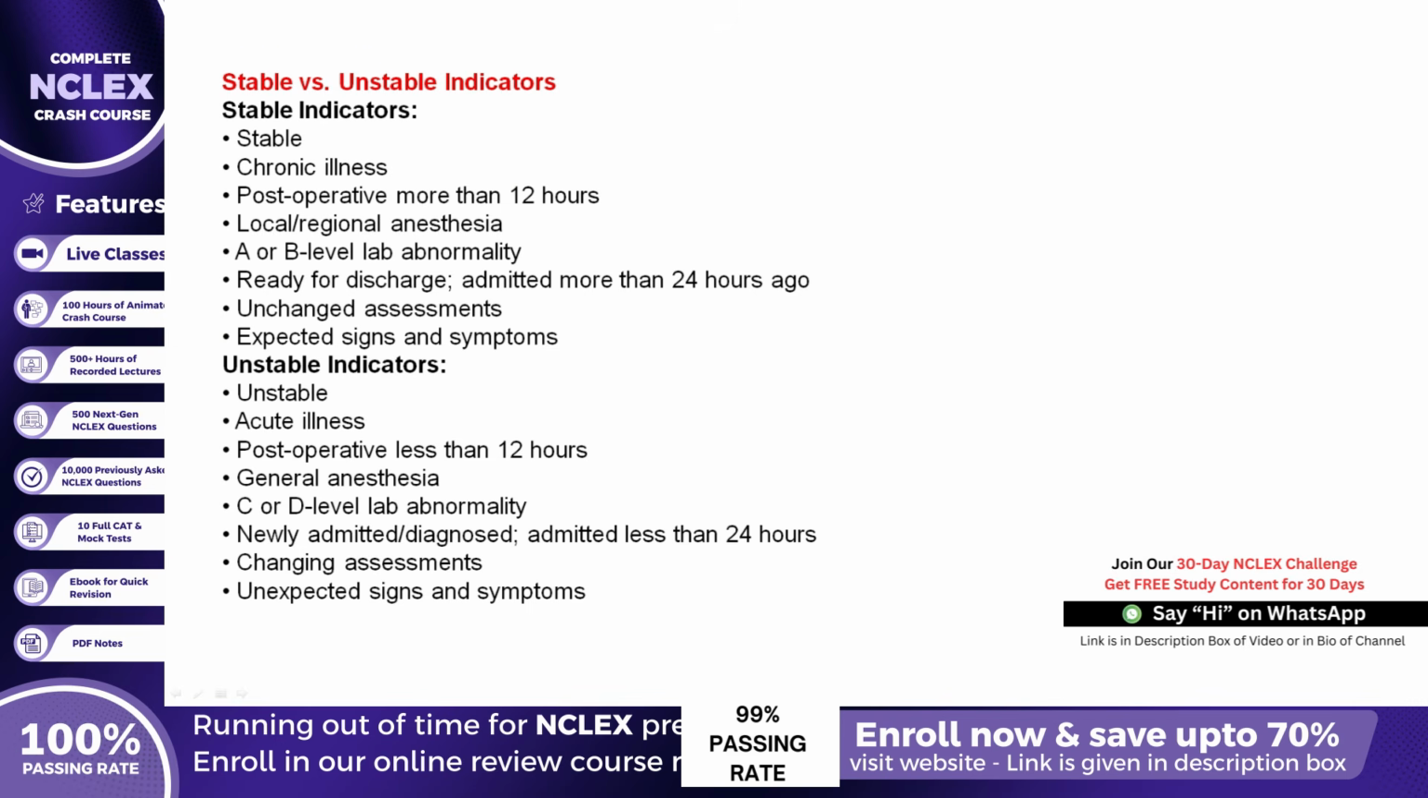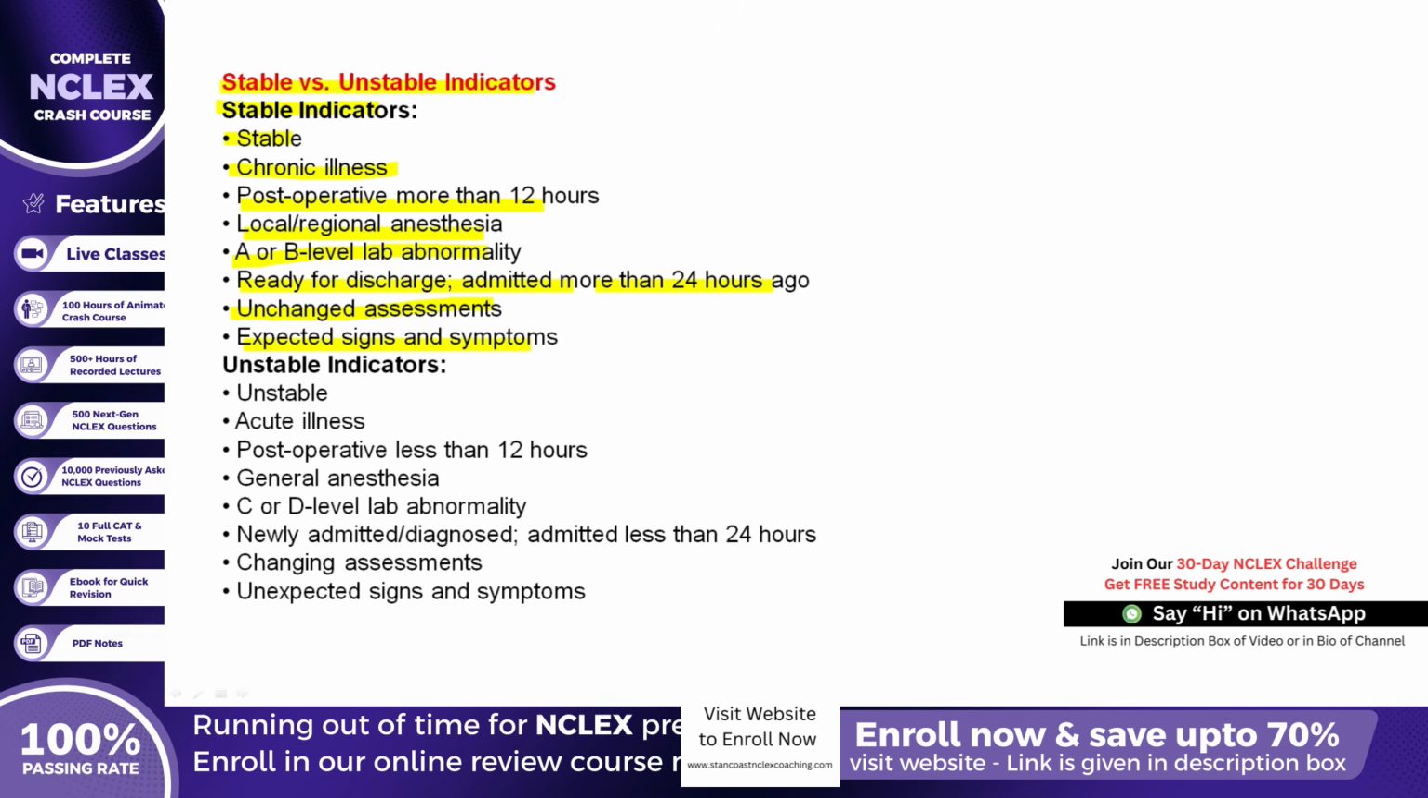As we go deeper, let us look first at the stable indicators, which include that the client is stable, has a chronic illness, is post-operative for more than 12 hours, or received local or regional anesthesia. A stable client may also have A or B level laboratory abnormalities, be ready for discharge, or have been admitted more than 24 hours ago, and they typically present with unchanged assessments and expected signs and symptoms.